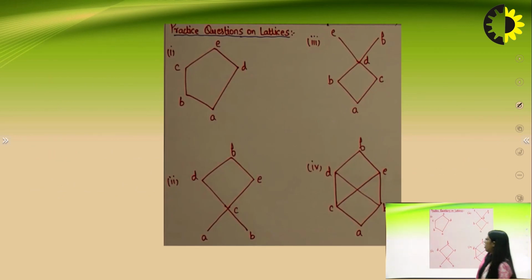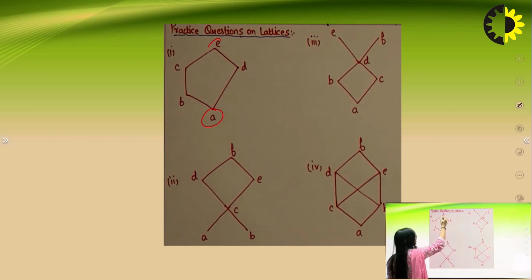Moving on to some examples. First, if we talk about this example, we first need to find out if it is a lattice or not. For a lattice, if the structure has a single top and a single bottom, then we can say this particular structure is a lattice. So this is a lattice.